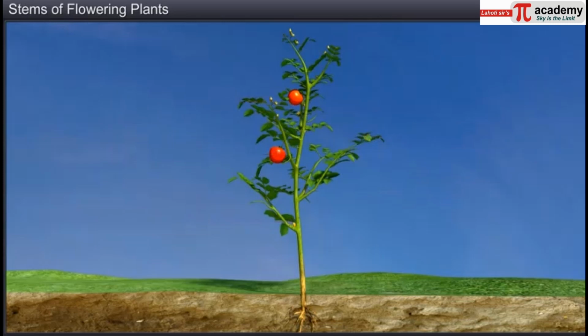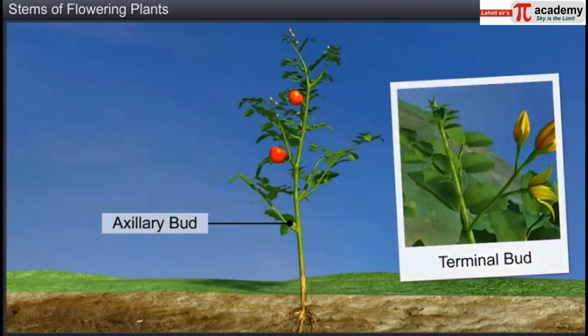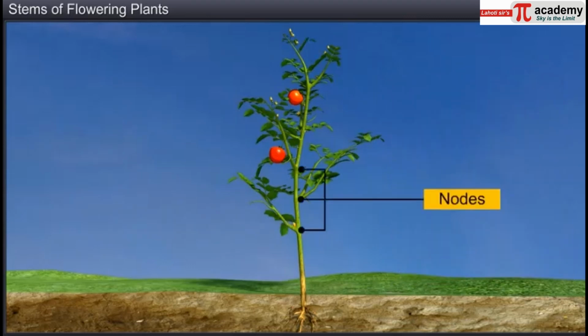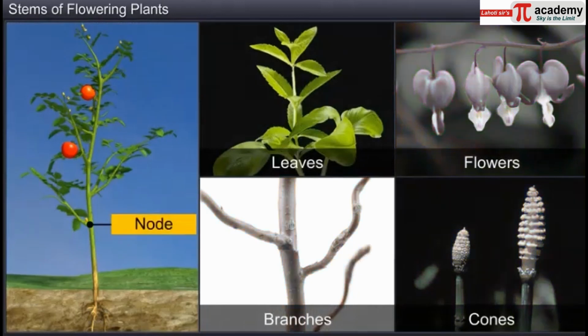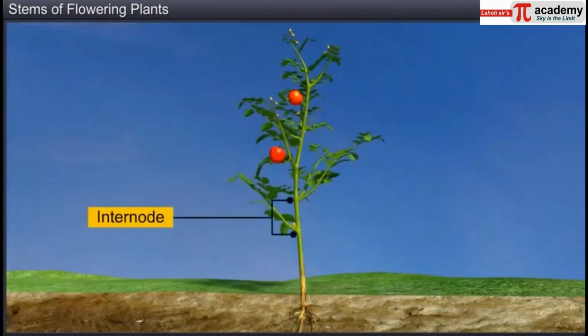The buds growing on the stem can be either axillary or terminal. A stem usually has many nodes and internodes. A node is a region from where leaves, flowers, branches, or cones emerge, while an internode is the portion between two nodes.